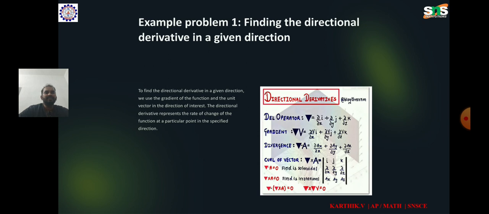Finding the directional derivative in a given direction. Here del is the operator. Del equals dou by dou x i vector plus dou by dou y j vector plus dou by dou z k vector. We know that the gradient, del f, equals dou f by dou x i vector plus dou f by dou y j vector plus dou f by dou z k vector. Divergence, del dot a, equals differentiation of f1 with respect to x plus differentiation of f2 with respect to y plus differentiation of f3 with respect to z.